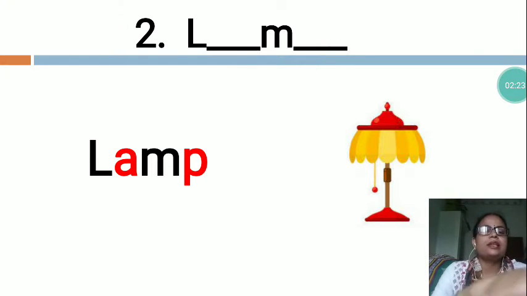Now this is lamp. So dear students, this is an artificial source of light, as by electricity or gas, a device for giving light, especially one that has a covering or is contained within something. So this is what a lamp is.